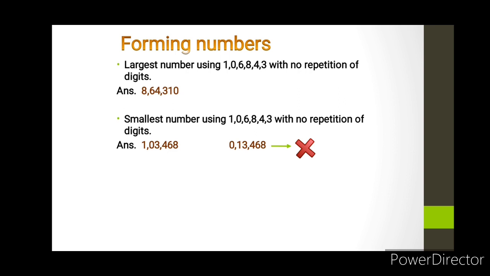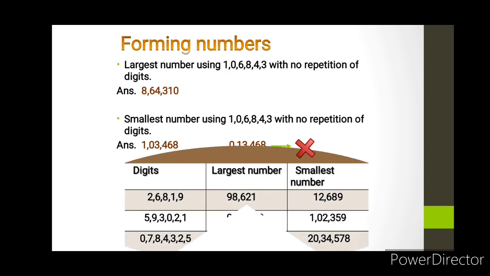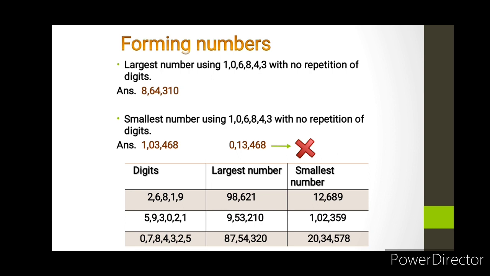Because if we put 0 at first place, 0 doesn't have any value there. Understood? So how are we going to write it? We are going to write 1 first and then 0. Are you getting it? Because if we write like this, that means we are ignoring 0 and we are not using 0 in that number. Because if we put 0 here, it doesn't have any value. I hope you understood. Let's check some more examples.